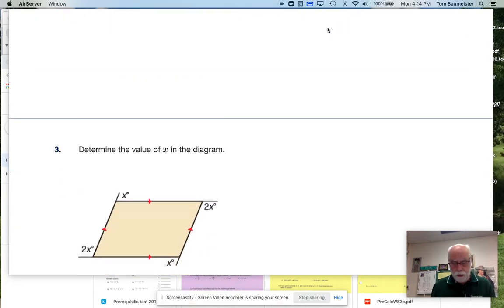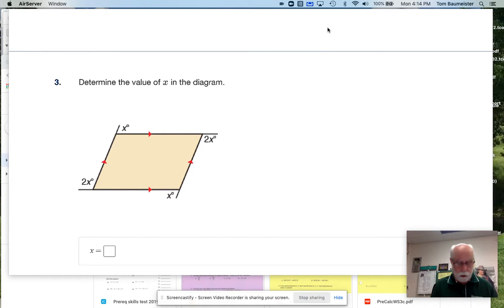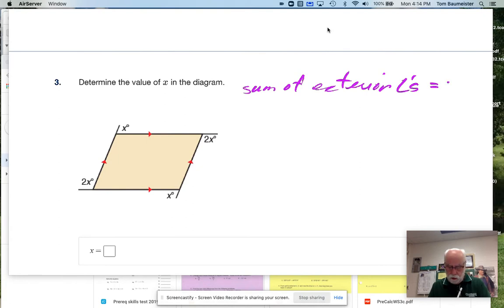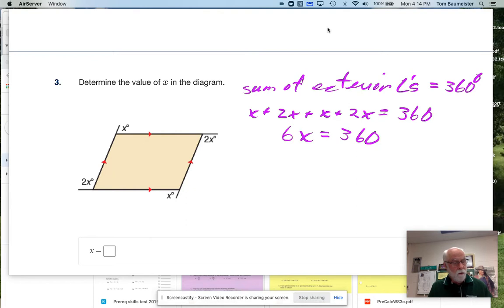Number 3 states, find the value of x in the diagram. Remember, the sum of the exterior angles is always equal to 360 degrees. So we know that we have x plus 2x plus x plus 2x is equal to 360 degrees. Add all of those x's up, we get 6x is equal to 360 degrees. When we divide by 6, we'll get that x is equal to 60.